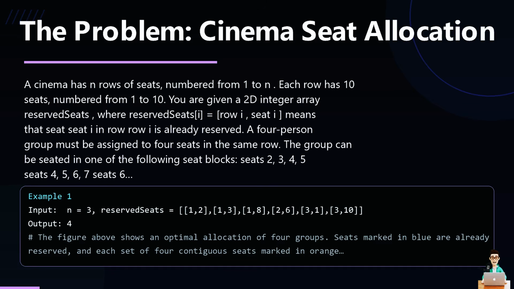Cinema Seat Allocation. Picture a movie theater with n rows, each holding 10 seats numbered 1 through 10. You're told which seats are already taken, and your job is to figure out the maximum number of 4-person groups you can seat together, since each group needs 4 seats side by side in the same row, chosen from a few specific blocks of seats.